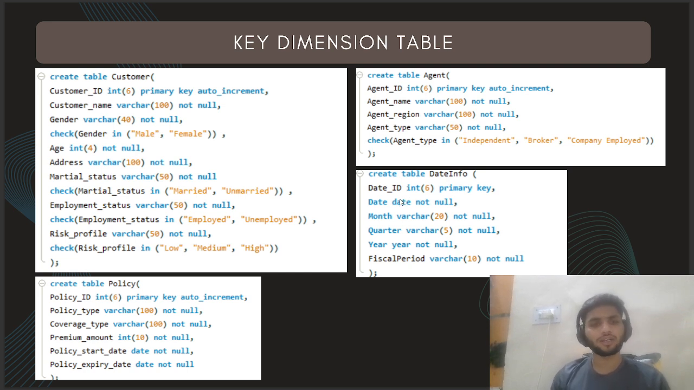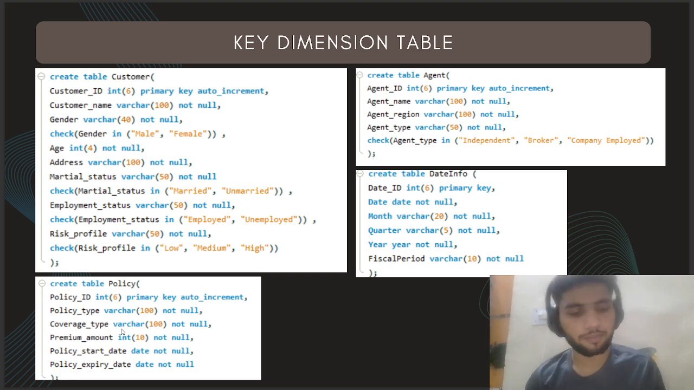And in date info, the date ID is a primary key and it should not be null. Date ID, month, quarter, year, and fiscal period should not be null. And in the policy table, the primary key should be policy ID. Then the data should include policy type, coverage type, premium amount, policy start date, and policy expiry date.